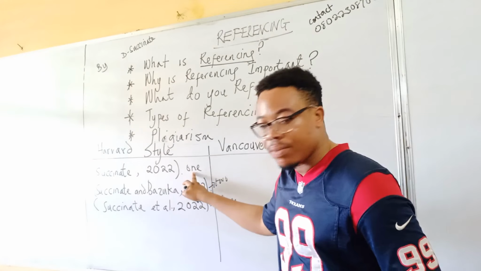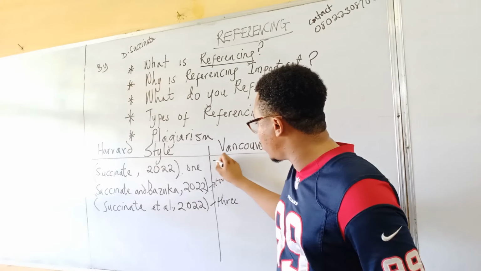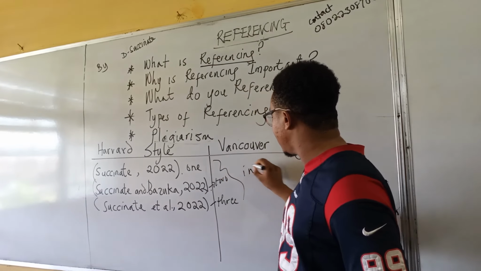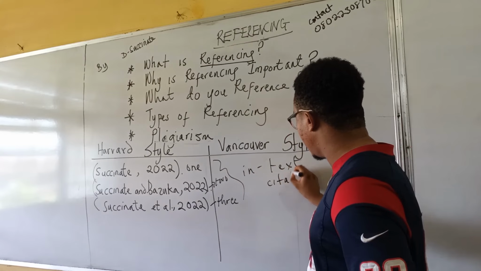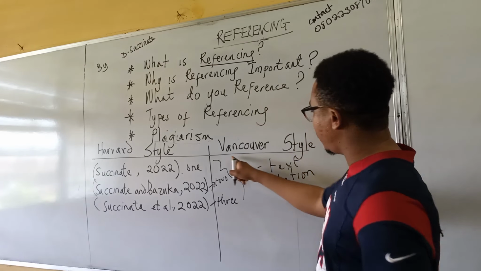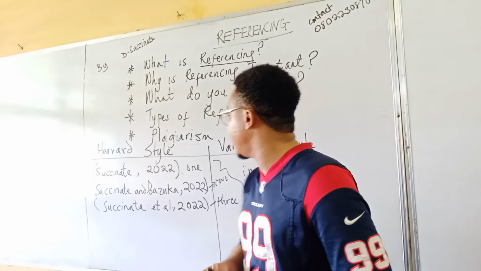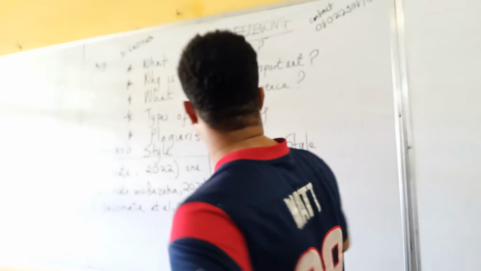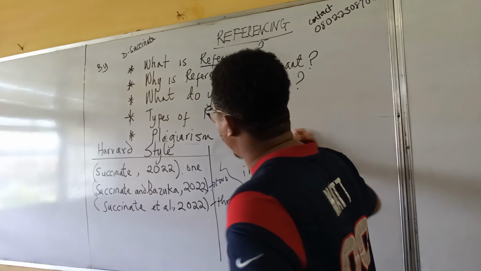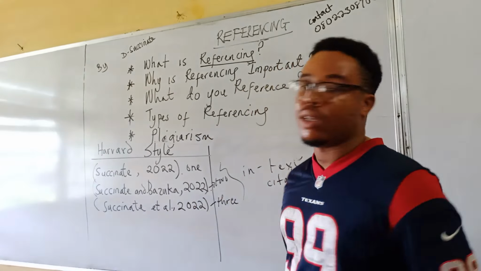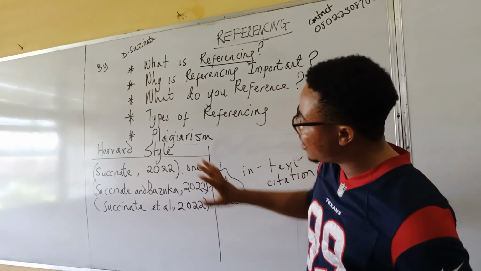This is for one, this is for two, this is for three, and these ones are for in-text citation. Please don't forget, I've not started talking about Vancouver yet. In case you get it twisted, I'm not there yet. Let me just take it away so that you do not get confused. I'm not going to the Vancouver style of referencing. I'm just still on the Harvard style of referencing. So please take note of that. Now, this is the in-text citation.